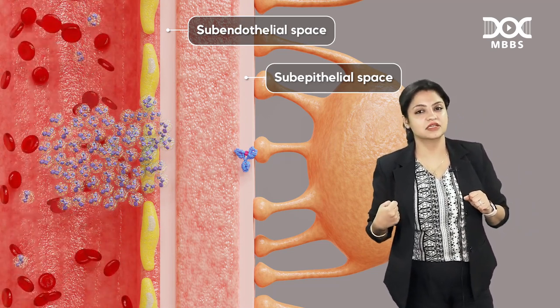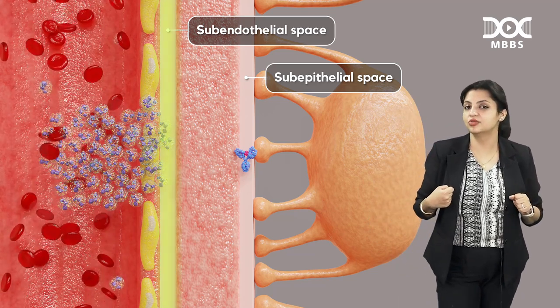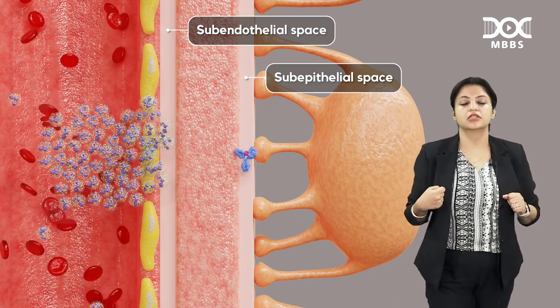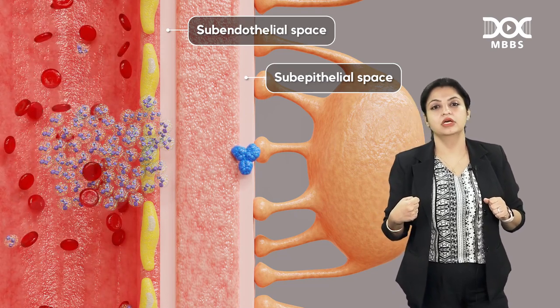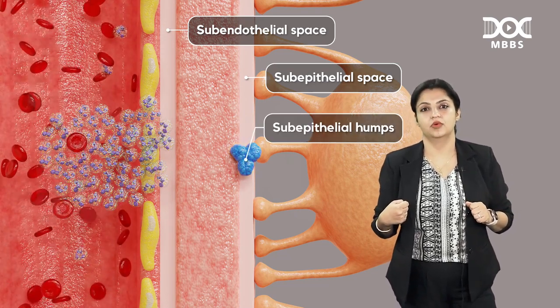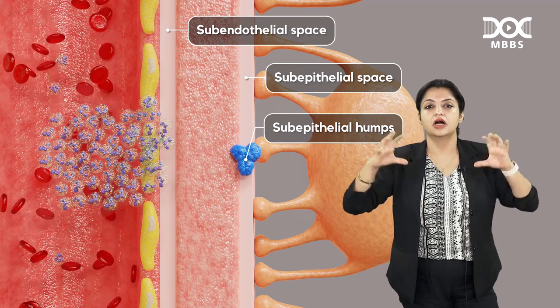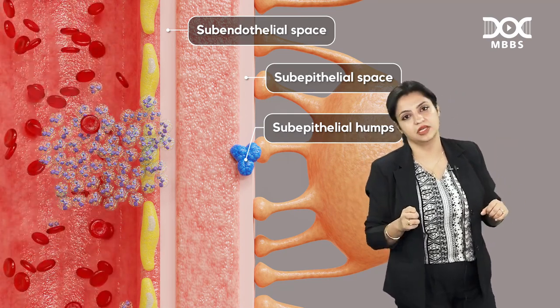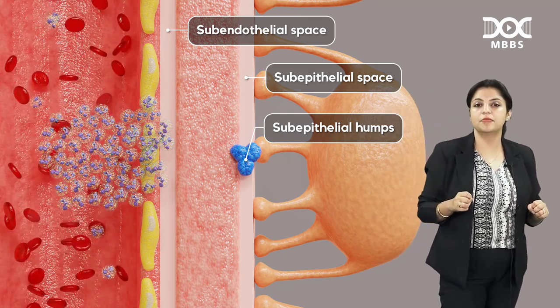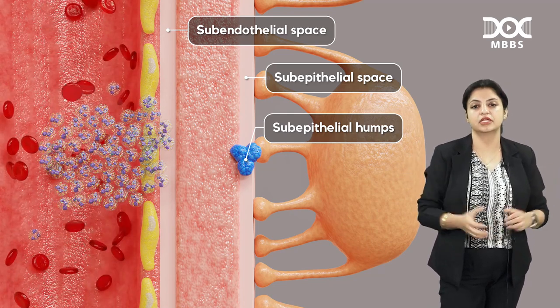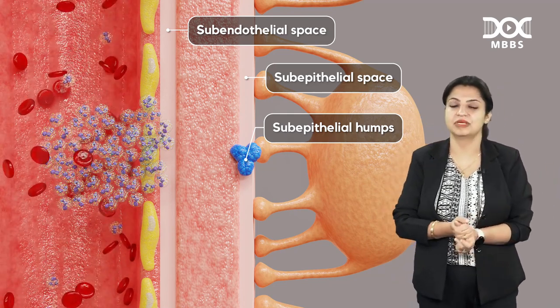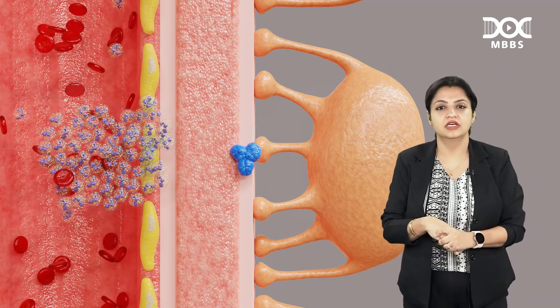So when these immune complexes jump from subendothelium to subepithelium space, they are no more immune complexes now. They become humps now. They become subepithelial humps, big subepithelial humps now. So that's called subepithelial humps. That's what they become in the subepithelial space now. So is everybody clear with this now?